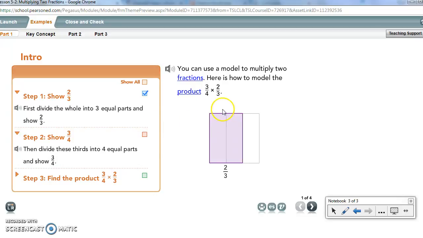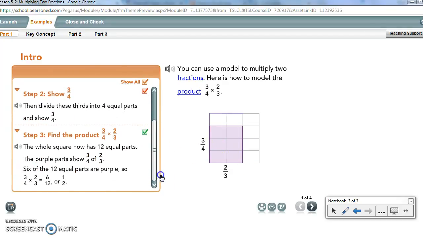So you're going to see that these lines go up and down, right? Well, when we times something the other way, or we're trying to show that we're multiplying by another fraction, they have the lines go left to right. So here they have 1, 2, 3, 4, and 3/4 of those are shaded, okay?